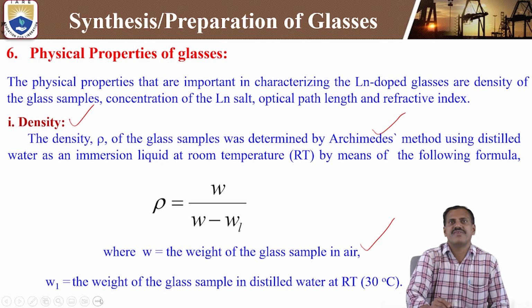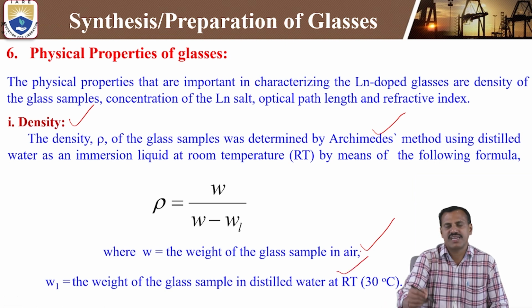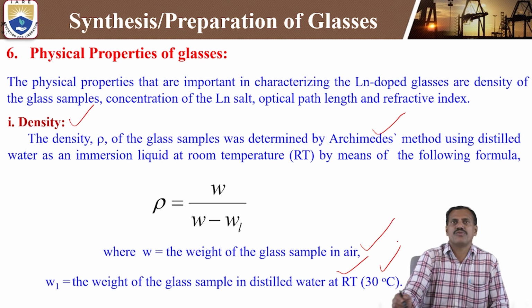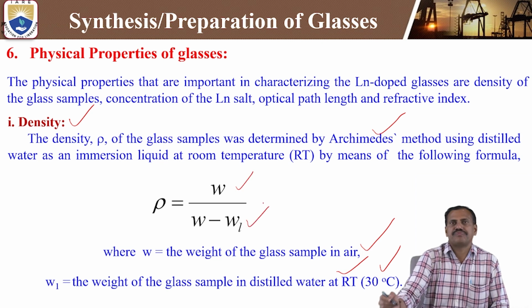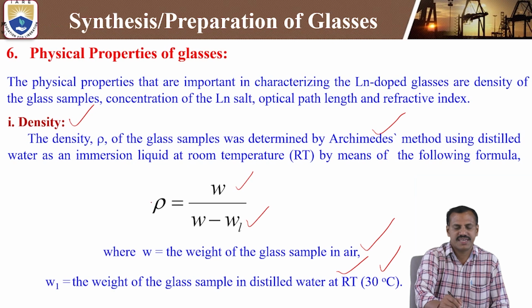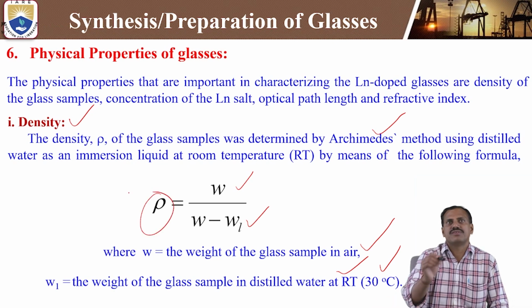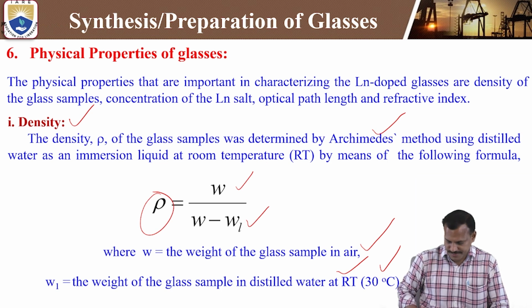Then W1 is the weight of the glass sample in distilled water. Whenever the glass sample is immersed in the distilled water, we measure the weight of the glass sample at room temperature, 30 degrees centigrade. So using this formula, rho equals W divided by W minus W1, where W is the weight of the glass sample in air and W1 is the weight of the sample immersed in distilled water. So we can get the density rho value. This is the first physical parameter to measure for the glass material.